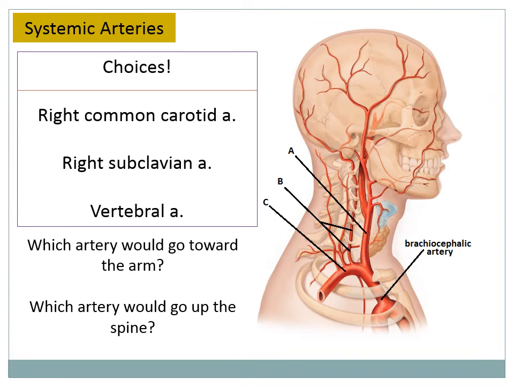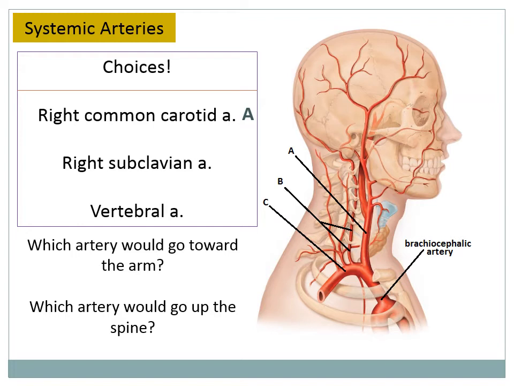Now we're going to take a look at the branches of the brachiocephalic artery. We actually have three branches to it. We have the right common carotid artery, the right subclavian artery, and the vertebral artery. Anytime you see that A period, it means artery. So just keep that in mind. We have A, B, and C on the picture to the right. They correspond with those choices to the left. So what do you think A is? A is going to be our right common carotid artery.